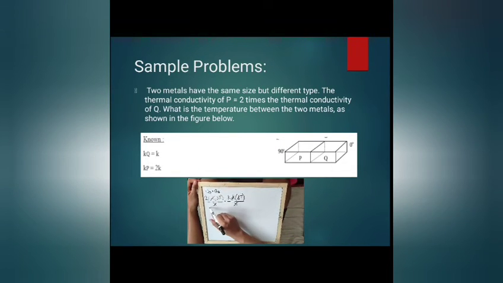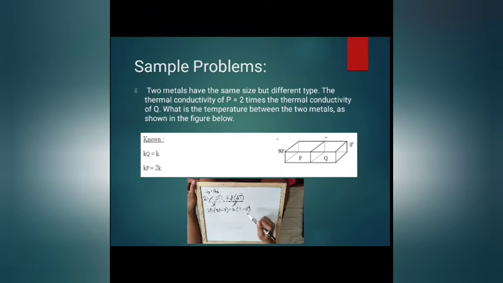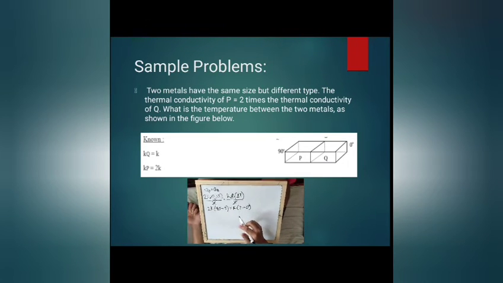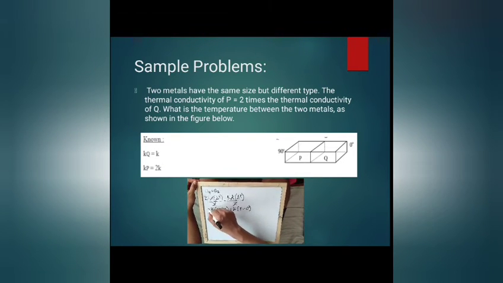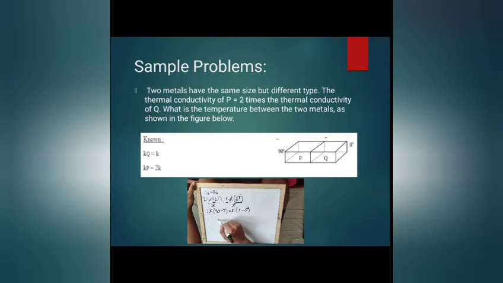So we will expand this, and we will get 2K times, as we see in the figure, from 90 minus the temperature in between, is equal to K times the temperature in between minus 0 degrees Celsius. So solve for T. We can cancel out the K since both are the same. So we get 90 times 2, which is equal to 180 minus 2T is equal to T minus 0, which is equal to T.